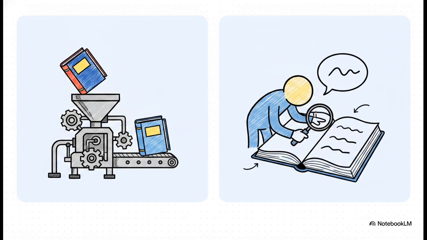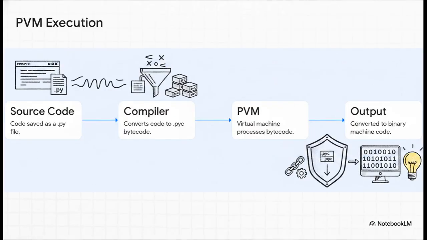Think of translating a book from English to Spanish. A compiler translates the entire book all at once. Actually, scratch that. It creates a brand new Spanish book before you even start reading. An interpreter, on the other hand, acts like a live translator, reading and translating the book for you line by line in real time. This distinction is completely crucial for understanding Python's unique approach. Let's walk through this brilliant illustration step by step.